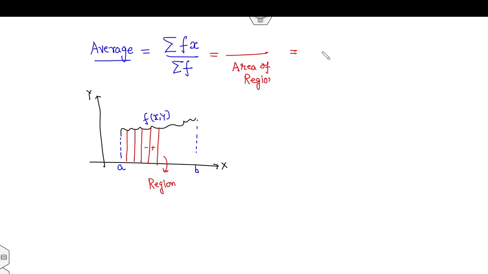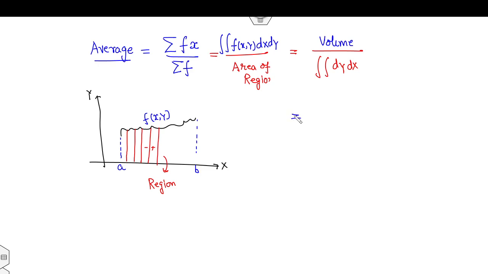So how can you find the area? We all know it's a double integration of dy into dx. Now how can you find the summation of f(x)? That means you multiply this f(x) in the xy plane by dx dy. That is a double integration. And what is the meaning of that? This is nothing but my volume.